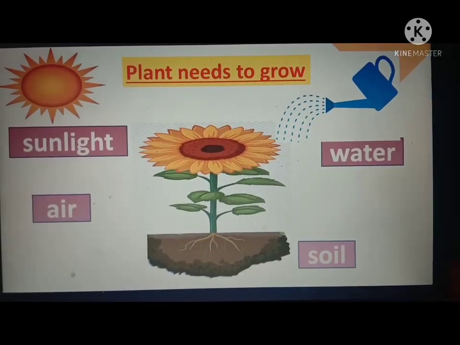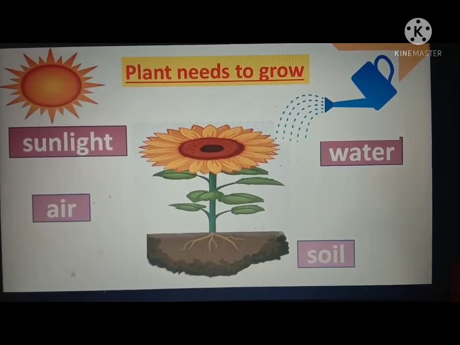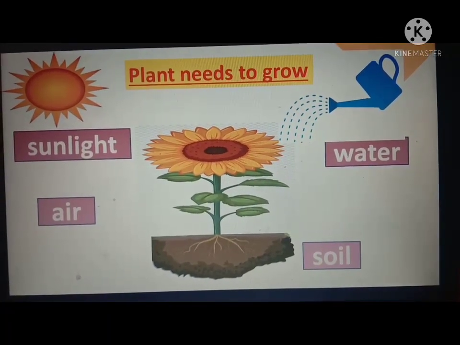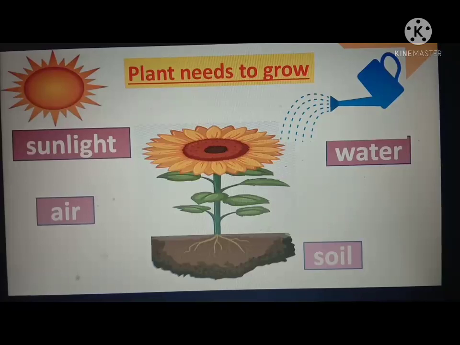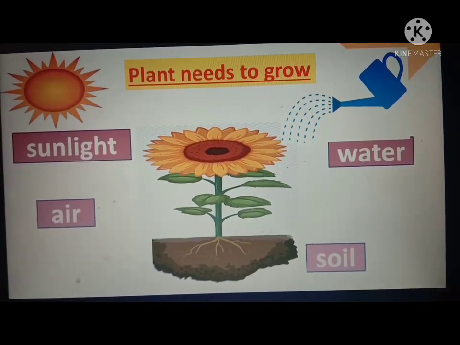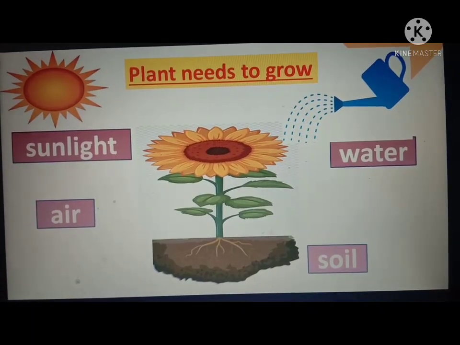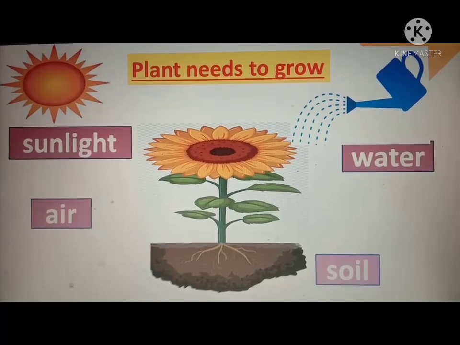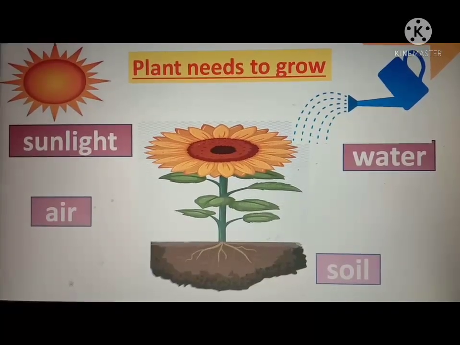So children, what are the different things that a plant needs to grow? These things are sunlight, air, water and soil. Again, repeat with me: sunlight, air, water and soil.